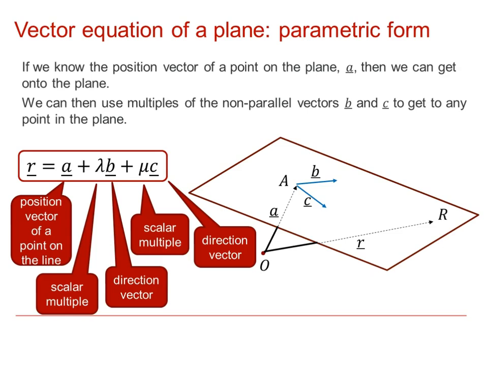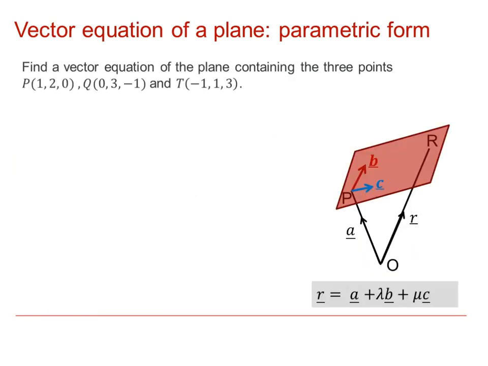Well, now let's look at an example of the sort of question you may be asked to do. Here we've got a plane containing 3 points, P, Q and T, with their coordinates. And we're asked to find the vector equation of the plane containing these 3 points. So we're going to need two direction vectors.